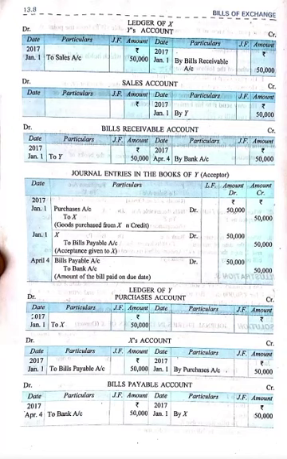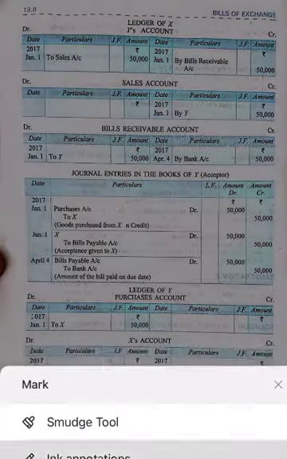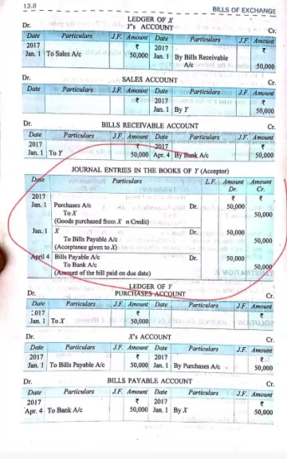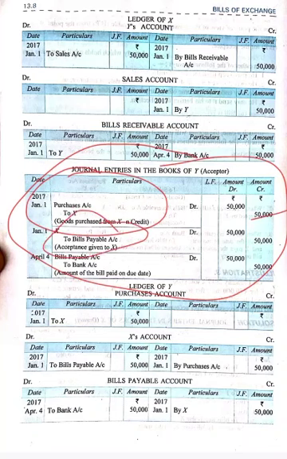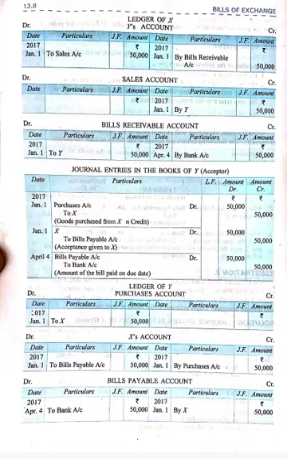The same procedure will be followed in the books of Y. The ledger will be made by you. I will just tell you the entries. Purchase account debit to X, because Y has purchased the goods. Then X debit to bills payable, because acceptance is given, and then bills payable debit to bank, because the amount has been paid.